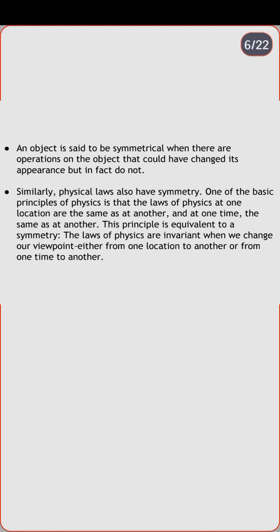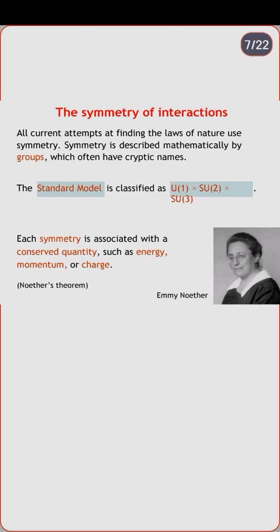Similarly, physical laws also have symmetry. One of the basic principles of physics is that the laws of physics at one location are the same as at another, and at one time the same as at another. This principle is equivalent to a symmetry. The laws of physics are invariant when we change our viewpoint, either from one location to another or from one time to another.